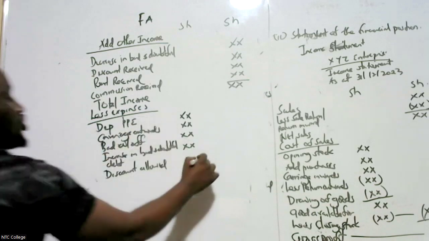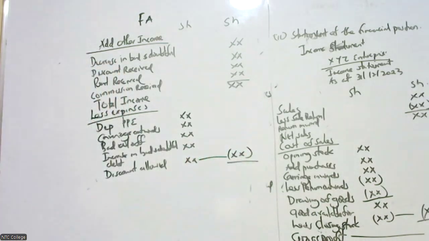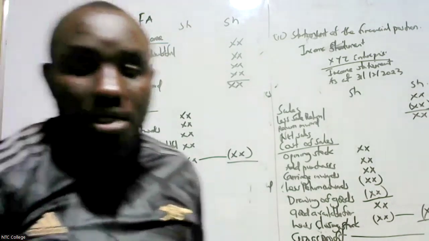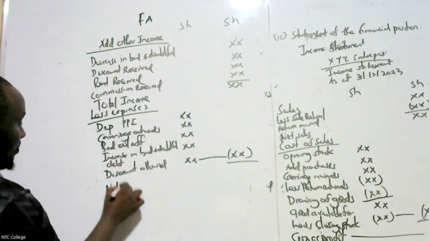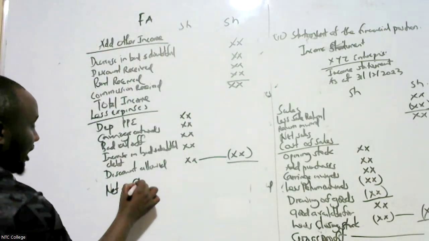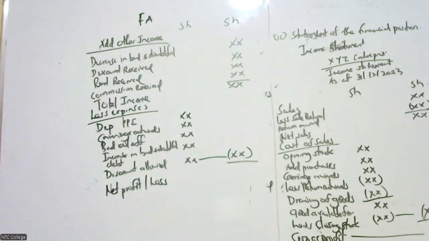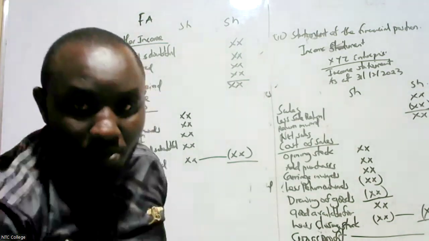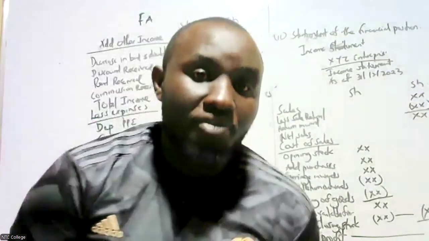So this gives you the total expenses. So what happens? We can have a net profit or net loss. In this scenario, we can have a net profit. So when you have a profit, what happens?